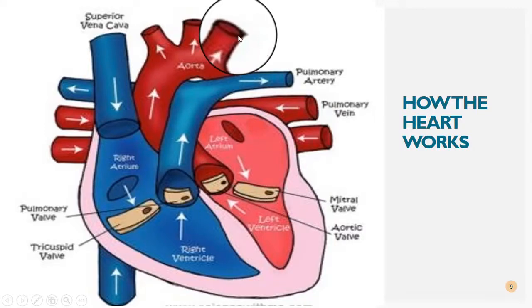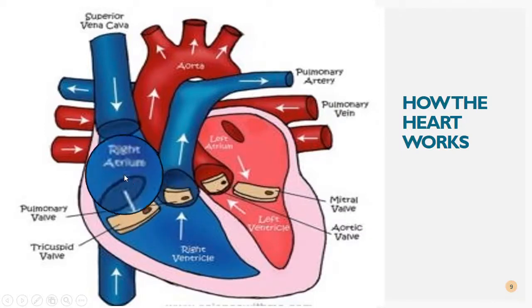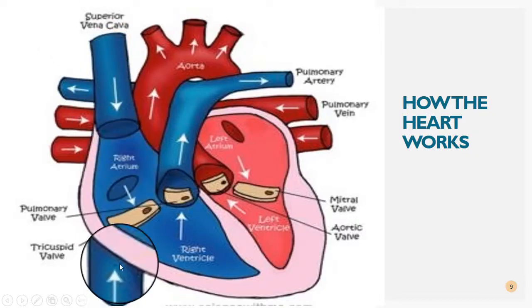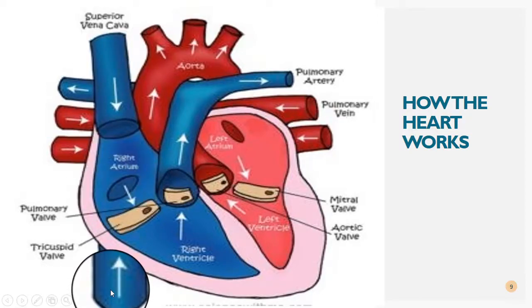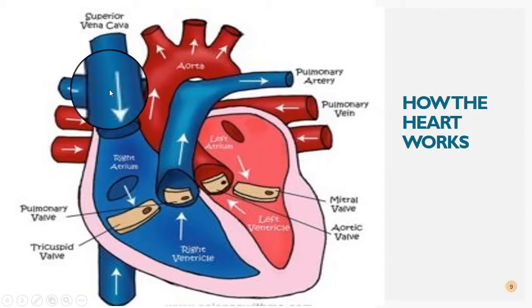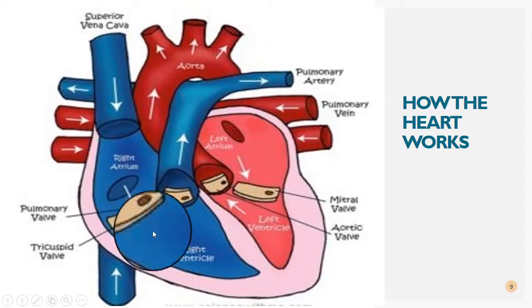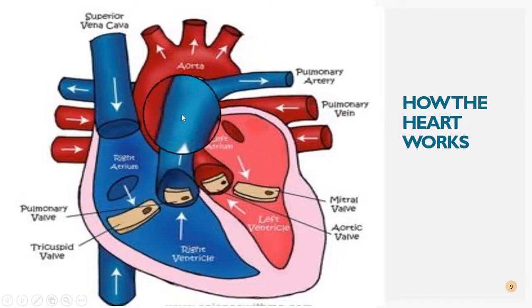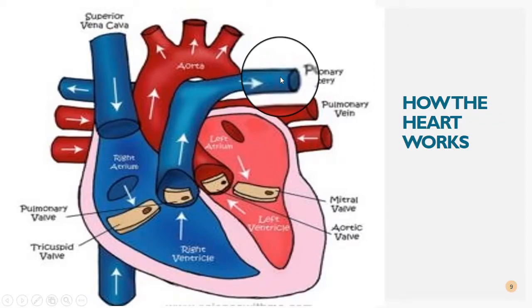Now let's talk about the right side of the heart. The right atrium receives deoxygenated blood from the body through the veins called the superior and the inferior vena cava, which is considered the largest vein in the body. The right atrium contracts and blood passes to the right ventricle. Then the right ventricle contracts and pumps the blood to the lungs through the pulmonary artery, where it picks up oxygen and offloads carbon dioxide.